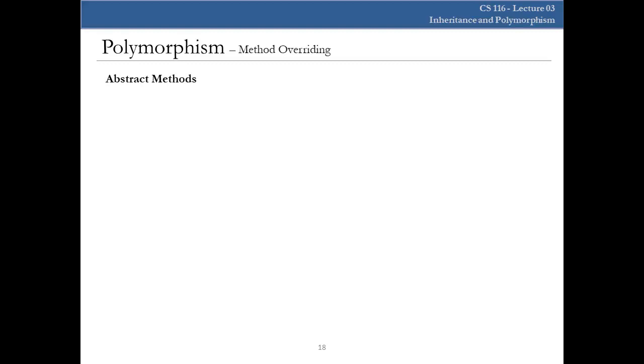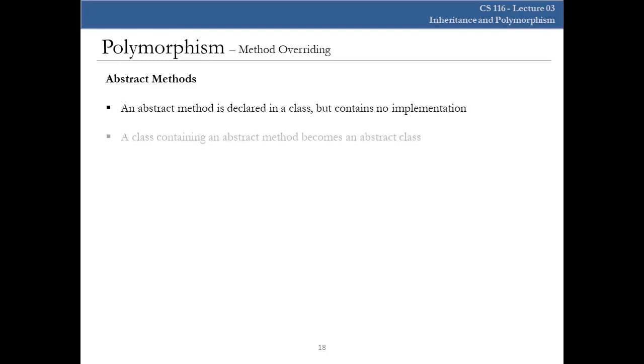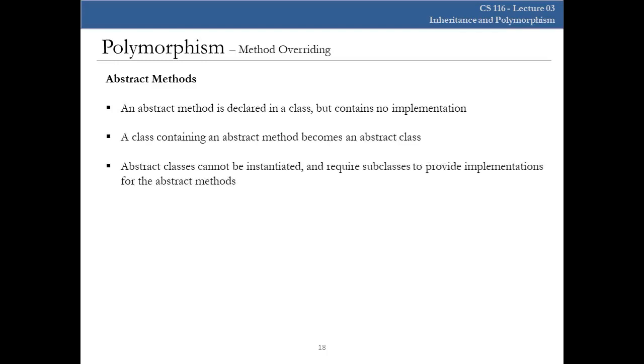This is a related concept, abstract methods. What are abstract methods? An abstract method is a method that is declared in a class, but it contains no implementation. You just define that first line that you write for defining a method, but you do not write any implementation for that method. Such methods are called abstract methods. And if a class contains an abstract method, then that class itself becomes an abstract class.